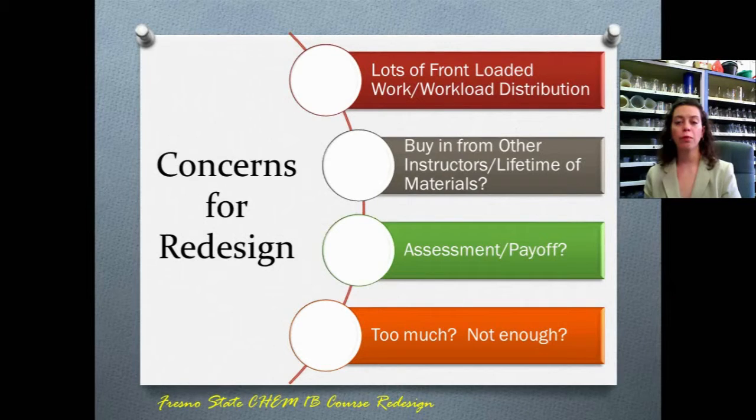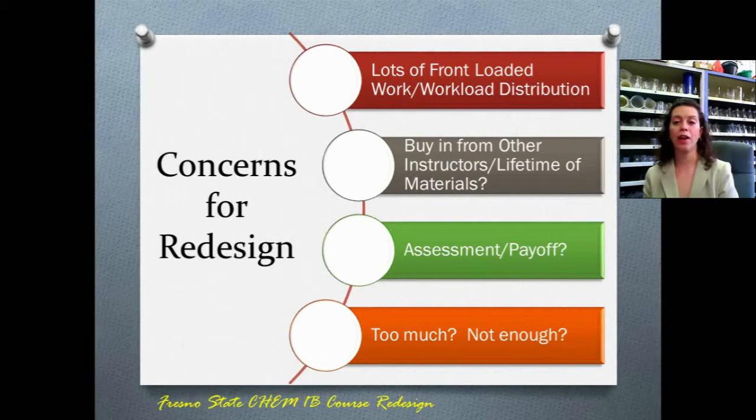So as we look at redesigning our classroom, there's some concerns that we have. First of all, that's a lot of work to front load to redesign. And are we going to get buy-in from our other instructors that teach the class? And what's going to be the lifetime of these materials? If we put in all this work, are other people going to use them, and is it still going to be usable in several years?